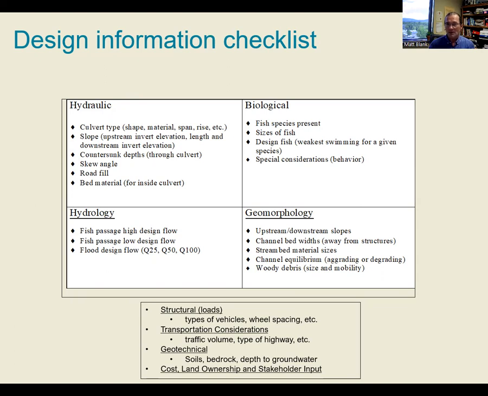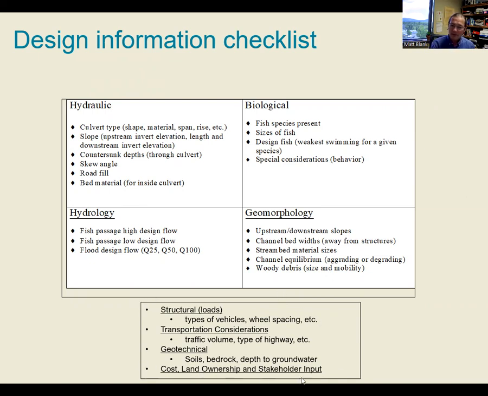At the minimum, you're going to want to have a high flow passage design, a low flow passage design, and then some sort of flood design that you're going to be looking at and checking to make sure conditions are appropriate for all three. The biological side is the species, the size of them, and those sorts of things. Geomorphology would be the river or stream or water body that you're crossing. What are the features of that? What is the size of the sediments that it moves? How big is it? How does it respond to certain flow events? How much woody debris moves down that channel?